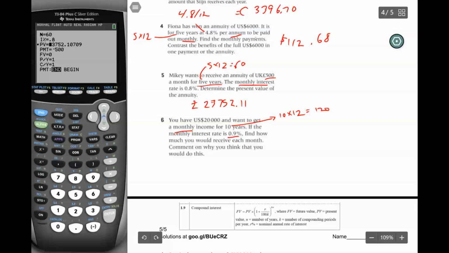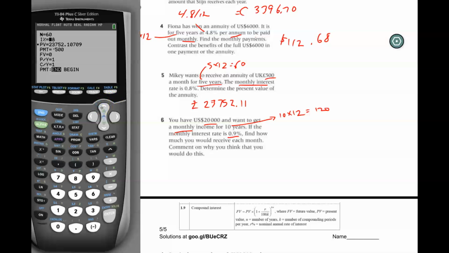The monthly interest rate, they were kind enough to already give it divided by month, so it's 0.9%. You don't need to divide it by 12. And they want to know how much you would receive each month, which is PMT, right? The $20,000 is the present value because that's how much you have right now, and you want to know, if it was going to be a monthly income stream, how much would you receive? And so first we put in that it's going to be 120 months total. N equals 120. The interest rate is 0.9, and the present value is 20,000.